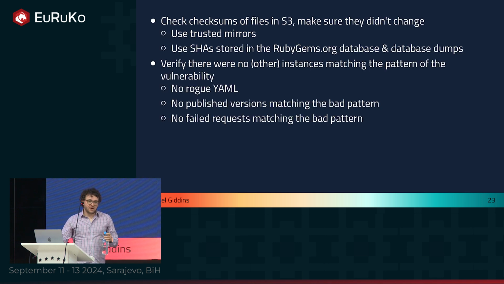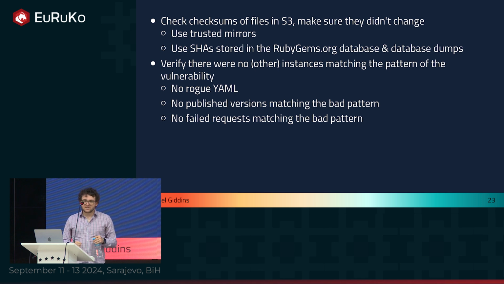So how did we go about doing that? Well, the rubygems.org server uploaded all gems to an S3 bucket. If the server was compromised, the S3 bucket could have also been compromised. So we had to check the checksums of every file in S3 and make sure it didn't change. To do that, there were some trusted mirrors around the world that people were running, and we downloaded all of their gems and checksummed them and compared them to what was still sitting in the S3 bucket.